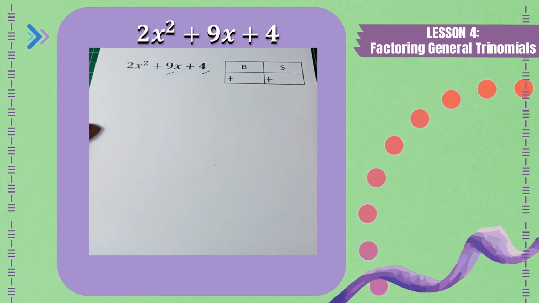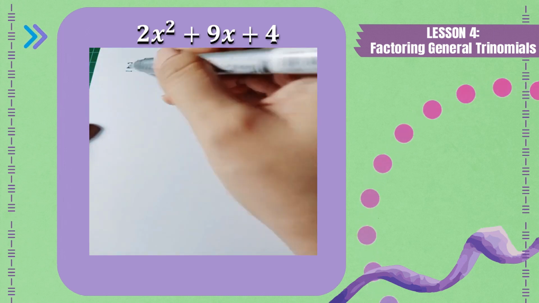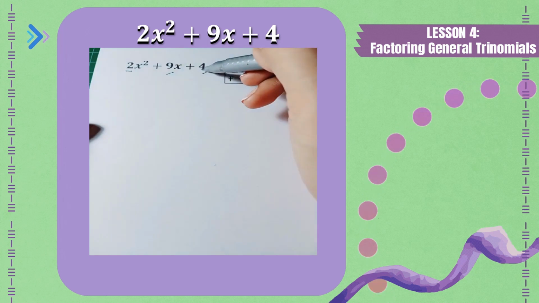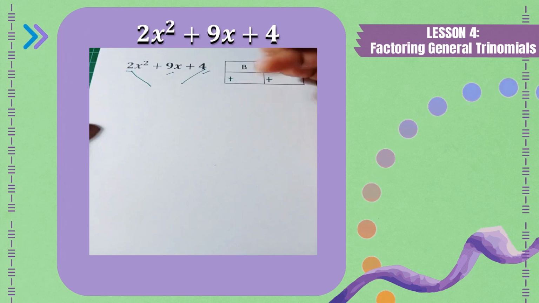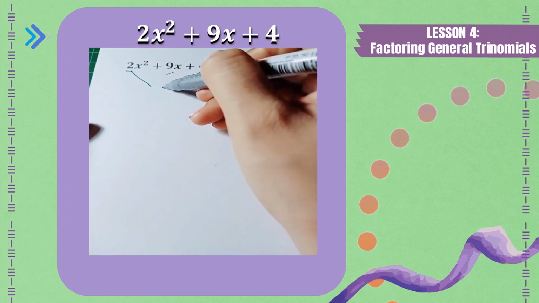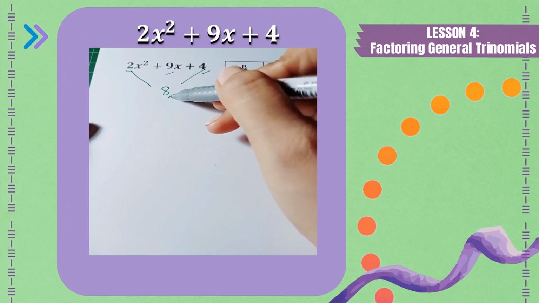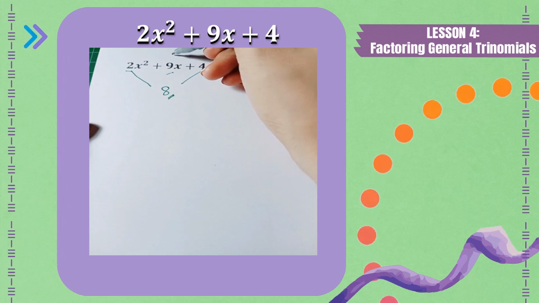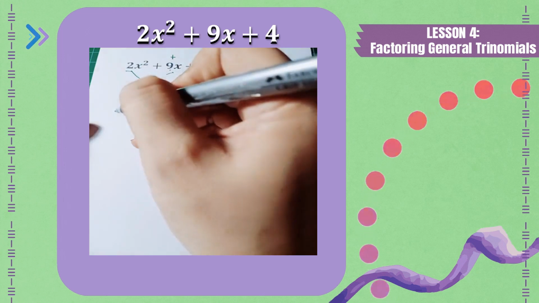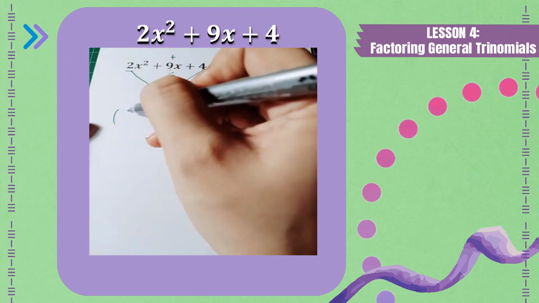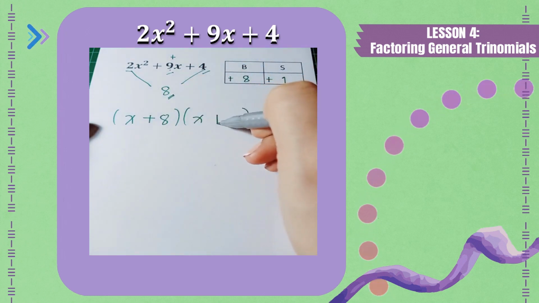But, meron tayong mga bagong steps. So, yung unang step natin is multiply the first term or numerical coefficient of the first term sa last term natin na 4. So, 2 times 4, when being multiplied, the answer is 8. So, ngayon, isip tayo ng factors ni 8 na kapag inadd, ang magiging sagot ay si 9. So, we have 8 and 1. Therefore, we have x plus 8 and x plus 1.